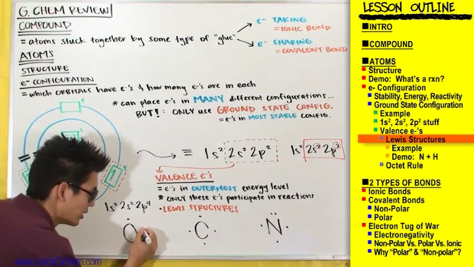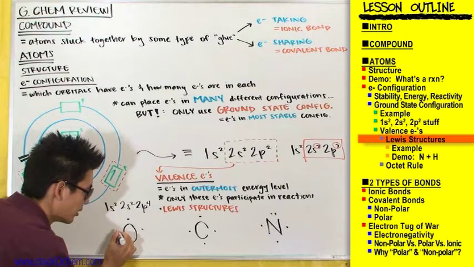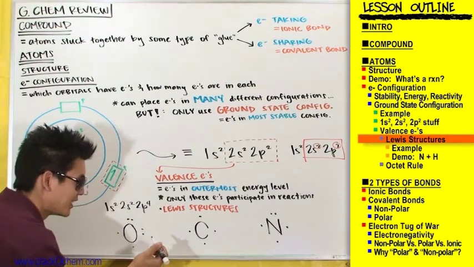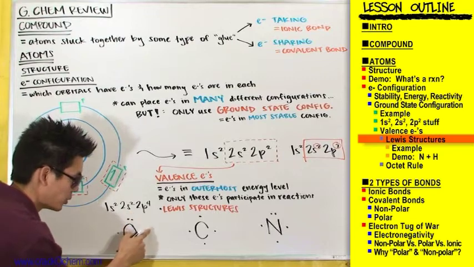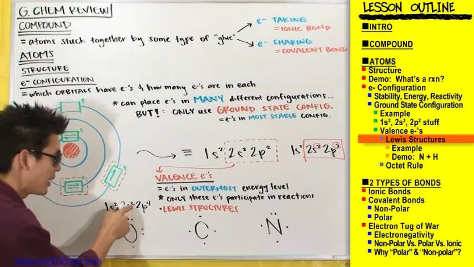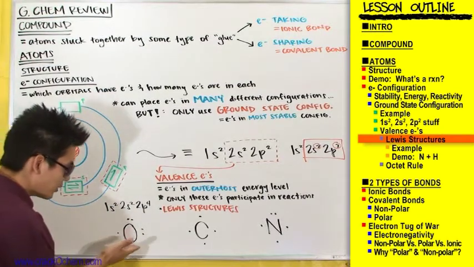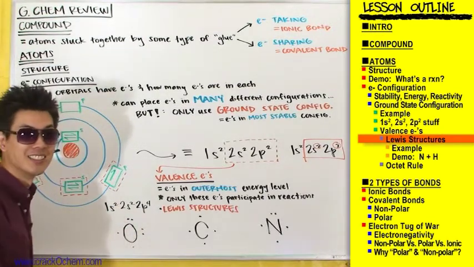Okay, so 1, 2, 3, 4. Oh, we're back at the top, so add another one here. 5 and 6. 1, 2, 3, 4, 5, 6 valence electrons. That matches the 6 valence electrons we were talking about up here. So this is the Lewis structure for oxygen, okay?